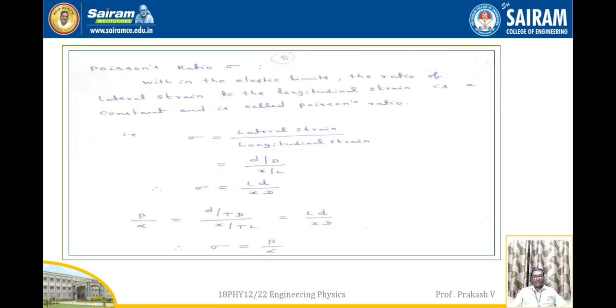Next, Poisson's ratio denoted by the symbol sigma. Within the elastic limits, the ratio of lateral strain to the longitudinal strain is a constant and is called Poisson's ratio. So sigma is equal to lateral strain by longitudinal strain, that is equal to small l into d divided by x into capital D. So finally beta by alpha can be written as ld by xD. If we compare those two expressions, we can write sigma is equal to beta by alpha as per the equations observed.